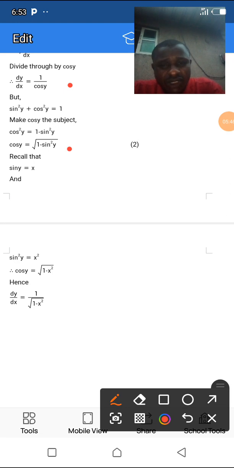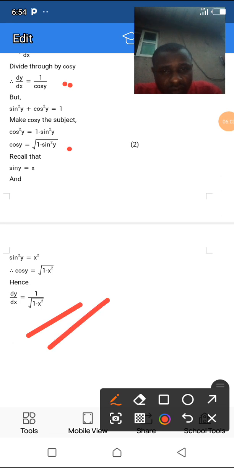Hence dy over dx, as we initially got here, which was supposed to be 1 over cos y, will now be equal to 1 over the square root of 1 minus x squared. From this comes the answer.